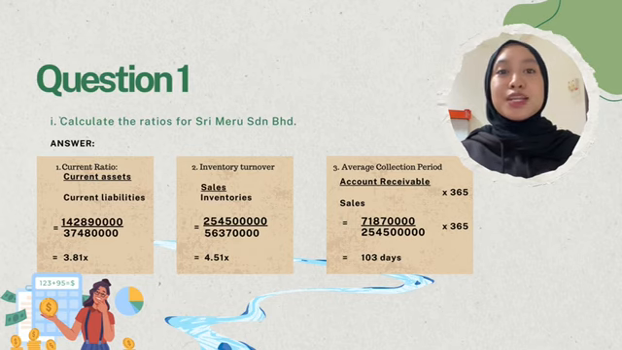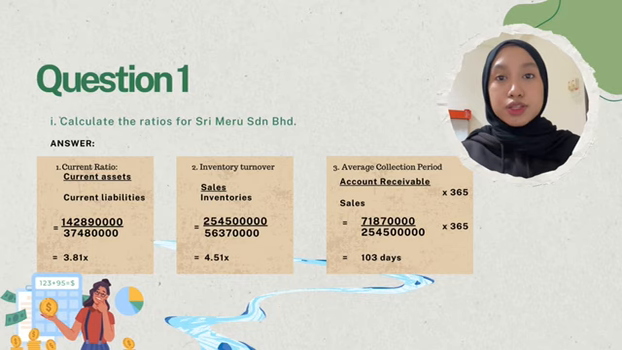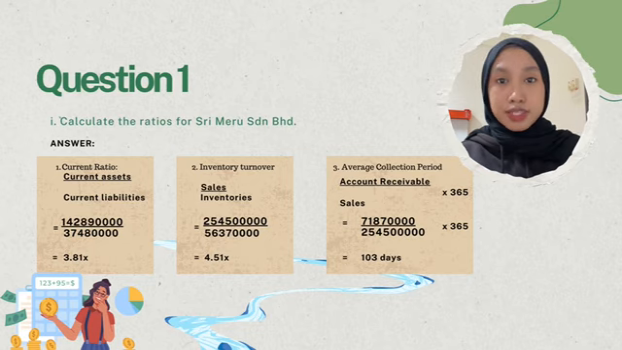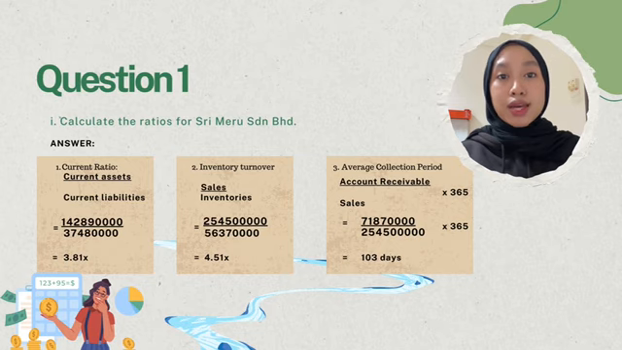Hello, my name is Nur Alisha Akmal and I would like to present about question 1, how to calculate the ratio for Seri Meru Sendirian Berhad. First, current ratio. To calculate current ratio, the formula is current asset divided by current liabilities, which is 142890000 divided by 37480000, and the total is 3.81 times.